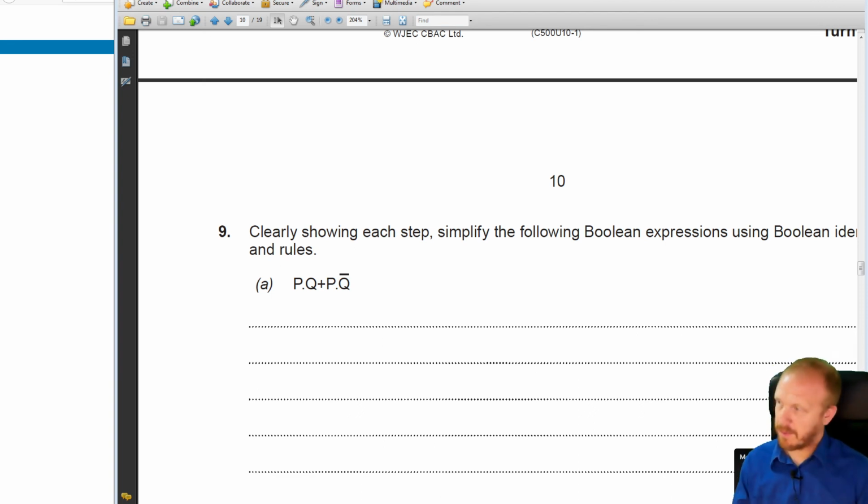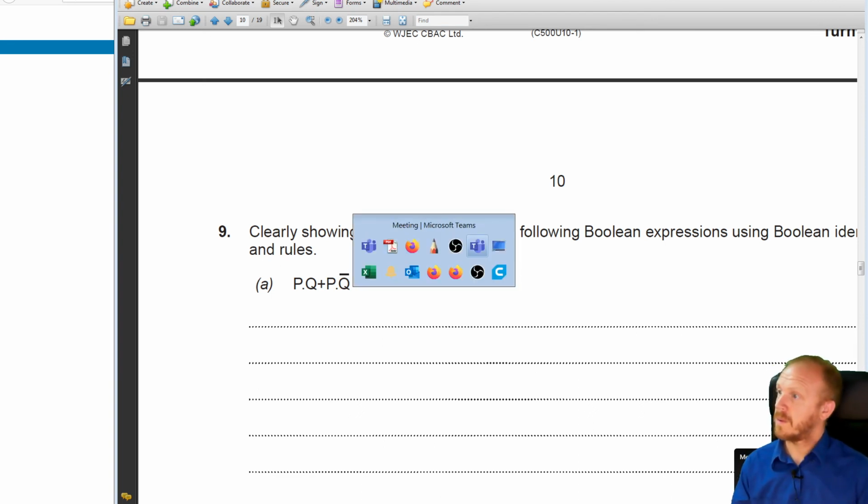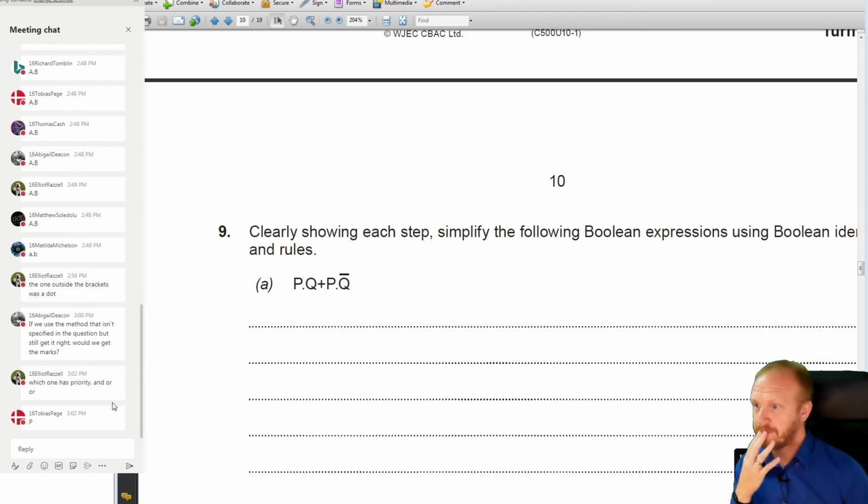That's not the button I meant to press. That was it. Yeah. Great question, Elliot. You're one step ahead of me. That's the one that's going to cause us problems on the next one. So the idea of priority, of almost Boolean BIDMAS, that's something I'm going to look at in a second.